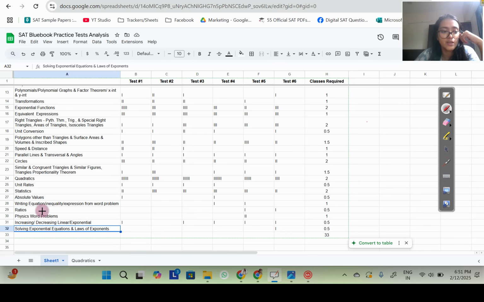There was a very easy problem on ratios in test number 6. That's just a 6th grade problem, basic knowledge that we don't have to learn. And then unit rates: problems in which you have to find miles per hour, or a word problem in which you have to find some quantity per hour or per kilometer. Those are your unit rates.